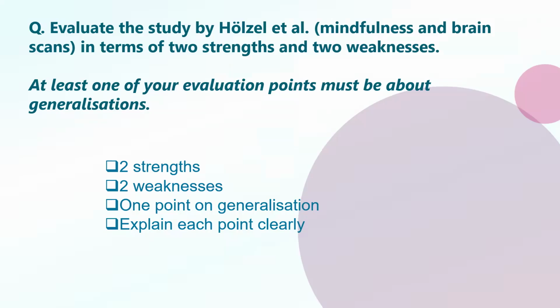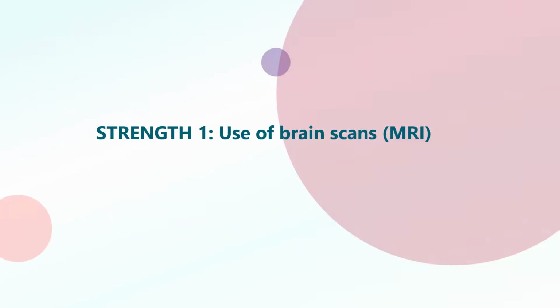Let's break down what this question is actually asking. The question is: evaluate the study by Holzel, mindfulness, and brain scans in terms of two strengths and two weaknesses, and at least one of your evaluation points must be about generalizations. What is expected in this question is exactly 4 points: two strengths, two weaknesses, 1 point on generalization, and explain each point clearly.